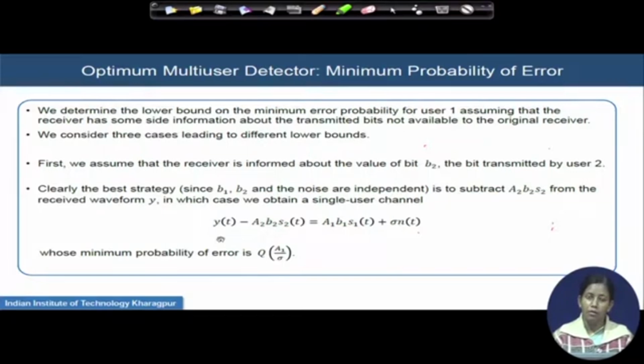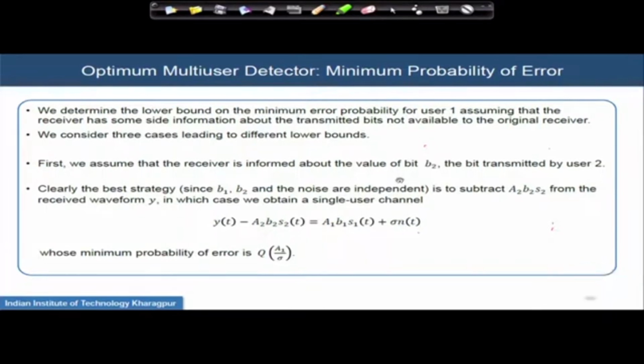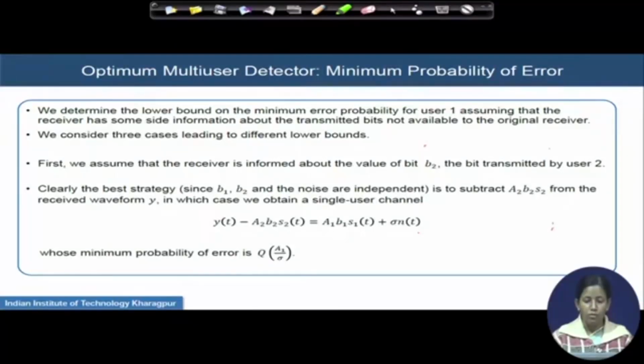The first condition is that we assume the receiver is informed about the value of bit 2. So we know what bit 2 is transmitted at this moment, and this is a bit transmitted by user number 2, whereas I am interested in computing the error probability of user 1. So the condition is that you compute the lower bound on the error probability of user 1 given the information about bit 2, which is user 2's transmitted bit.